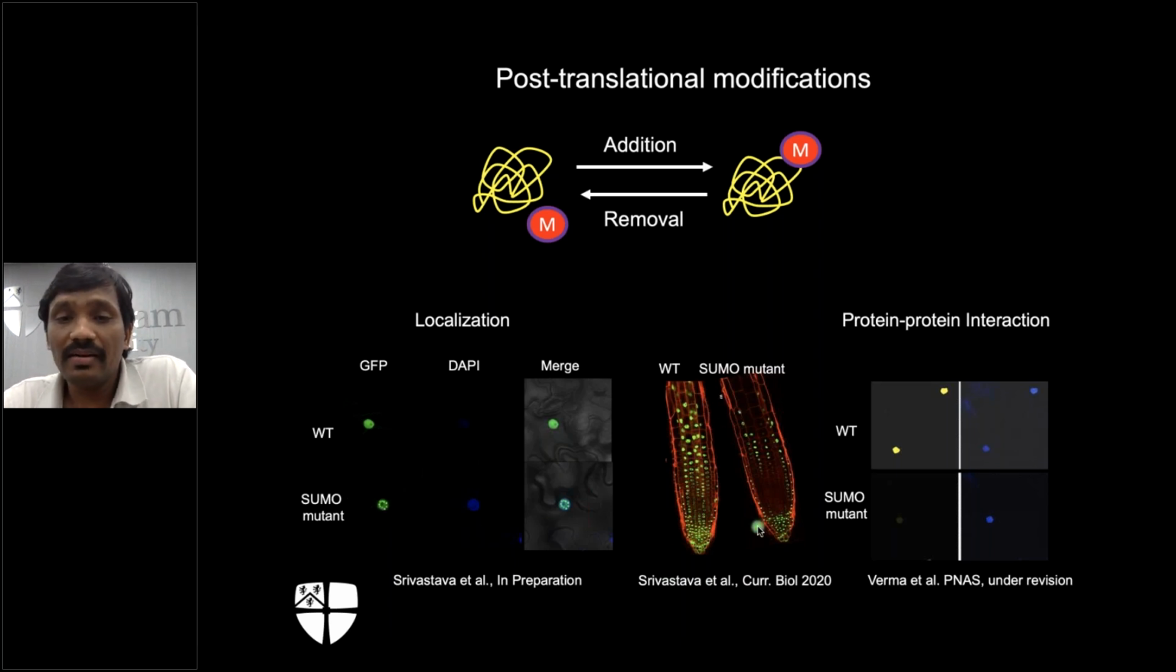We have also shown this year that the localization of the BZR1 transcription factor from cytoplasm to nucleus is regulated through SUMO conjugation and deconjugation. We have also shown that protein-protein interaction changes once you mutate the protein so it is not able to conjugate with SUMO. The interaction with a specific protein changes, whereas the wild type can interact very well.